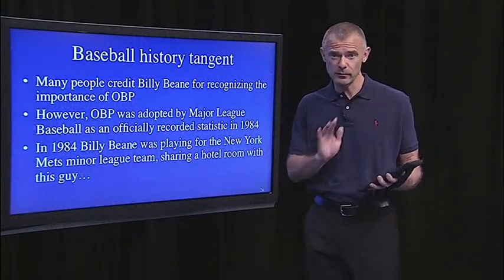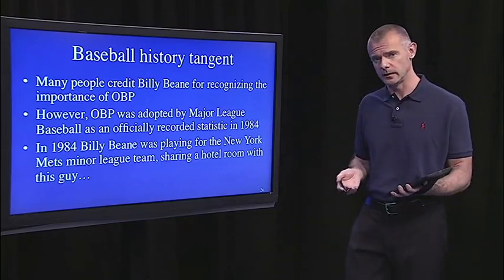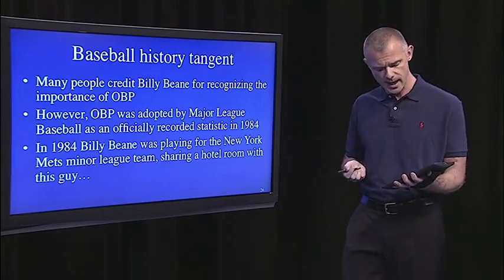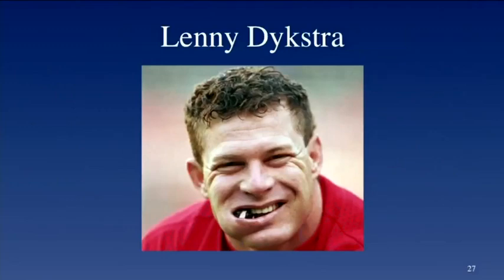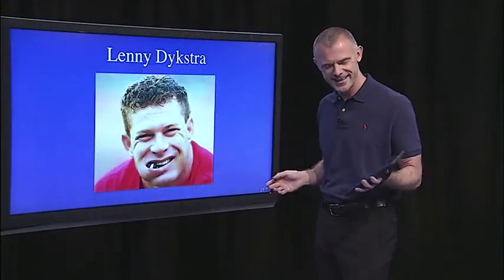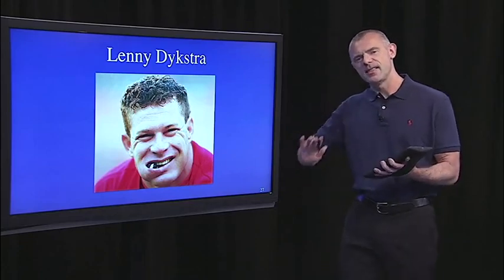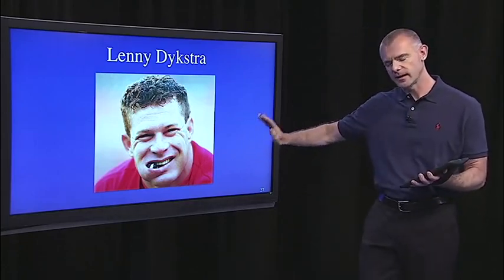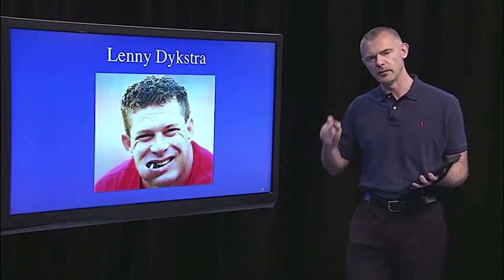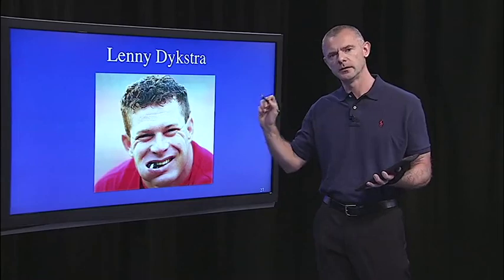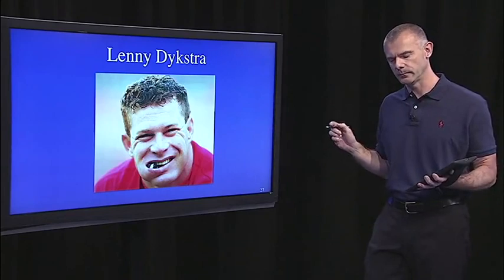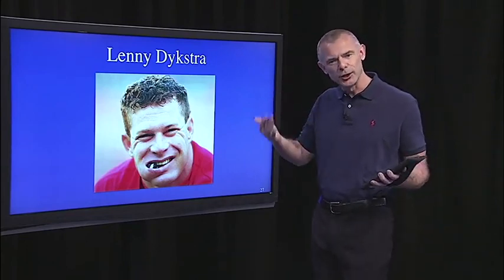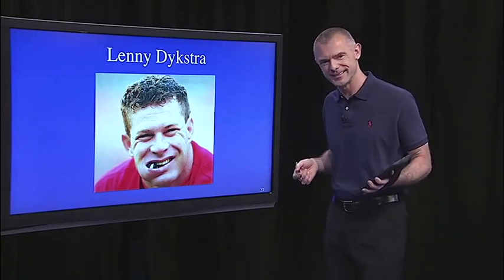In 1984, Billy Beane was still a player, struggling in the minors. He played for the New York Mets minors, and he shared a hotel room with this guy, Lenny Dykstra, one of my favorite players of all time, because he was just crazy. And they played together in the minor leagues, and everyone just thought that Billy Beane would be the next outfielder promoted to the majors for the Mets. No one expected Dykstra to be the player. But Billy Beane was too analytical, and now here he is doing statistics.